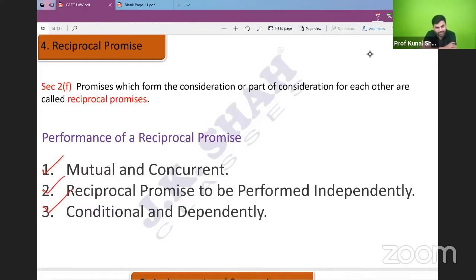I was the promisor, the company was the promisee. So my performance is dependent upon the performance of the promisee. Hence, the promisee will have to first perform, then only I will perform.